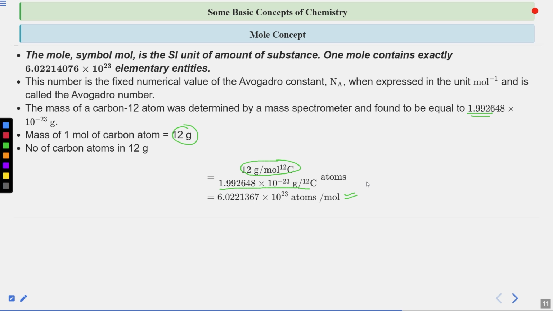I hope you are getting the point. So it is basically the number of carbon atoms which are present in 1 mole of carbon. And what is 1 mole of carbon? 1 mole of carbon is 6.0221367 into 10 to the power 23 atoms.